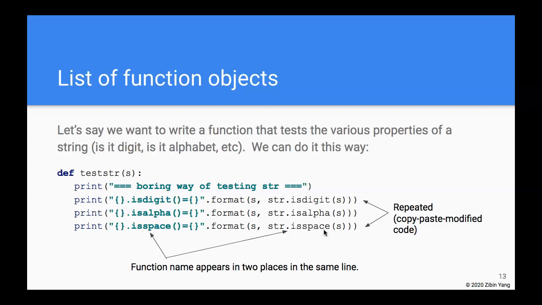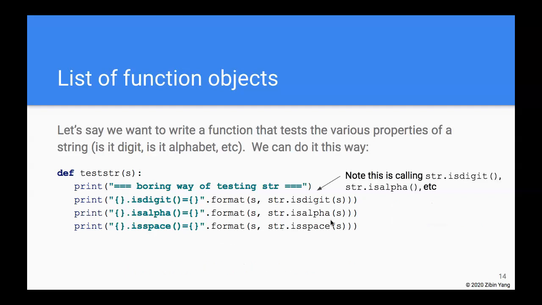Well, one thing is, we're copying and pasting a lot of code and doing a little modification. Copy and paste code is generally not a good idea if we can avoid it. And when we do the modification after we copy it, we have to do the modification in two places, right? The function name appears in the string as well as the actual function call. So it's not nice that we have to do it in two places. So how can we fix both of these problems?